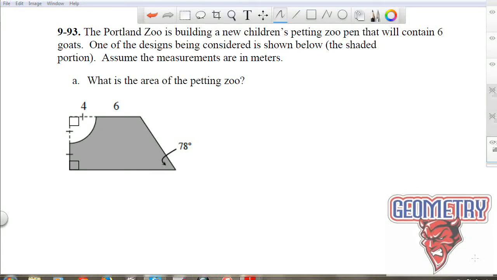Okay, this is number 93 in chapter 9 of geometry, so it's pretty involved here. Good problem, but kind of tedious here. So the Portland Zoo is building a new children's petting zoo pen that will contain 6 goats.